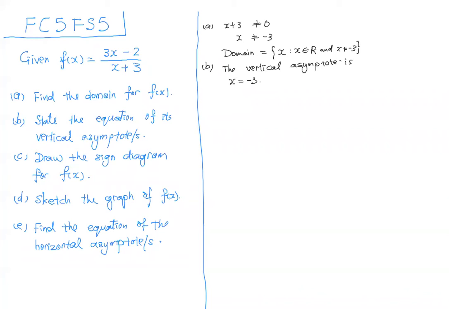Okay, then part C. Wait, Miss, it's x equal to -3? Yeah, vertical asymptote. x cannot be -3 in the domain. So x equal to -3 is the vertical asymptote. Am I right? Yeah, you're right. Okay, so let's go for C.